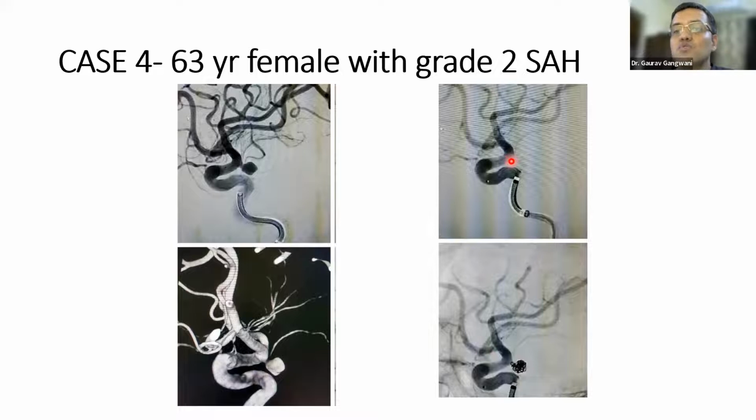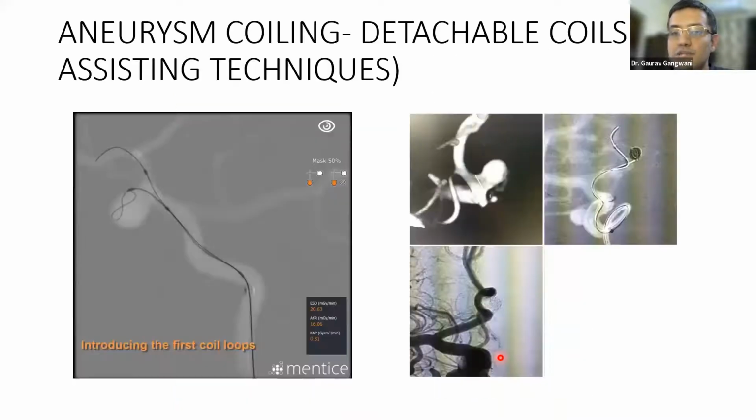So usually you would do this with detachable coils because you can't use pushable coils because they may deploy early into the vessel and cause a parent vessel occlusion or thrombosis. Even eccentric thrombosis would be deadly. So these are good coils where you can completely deploy the coil and detach it only once you're confident that it is completely into the aneurysm sac and the parent vessel is free of it.